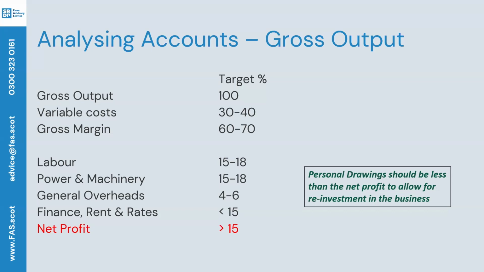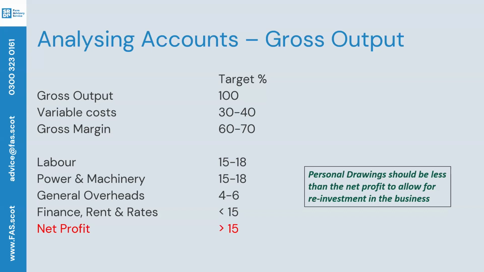This won't work all the time, but these are tried and tested targets that have been around for a very long time. We then categorize the rest of your fixed costs, your overheads, into a few different categories. Labor costs, generally speaking, we'd be looking to see in the 15 to 18% category. Machinery costs, 15 to 18. Other general overheads, 4 to 6% of your output. Finance, rent and rates, less than 15%, which leaves us with a net profit, fingers crossed, of around 15% of your gross output. So if you've got a gross output of £100,000, we're hoping that you're going to make a net profit of up to about £15,000 or more, ideally.